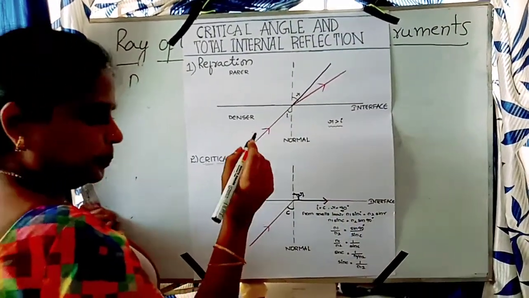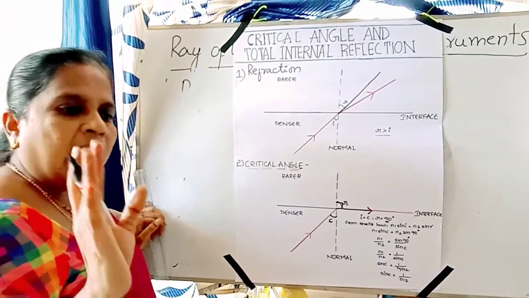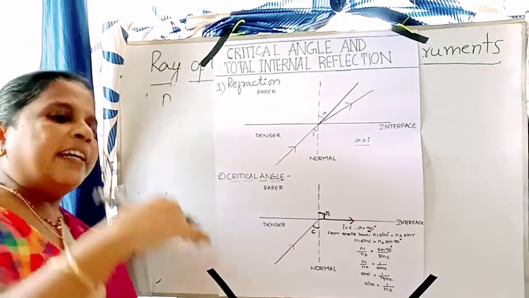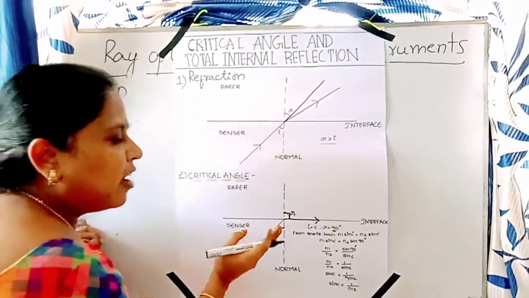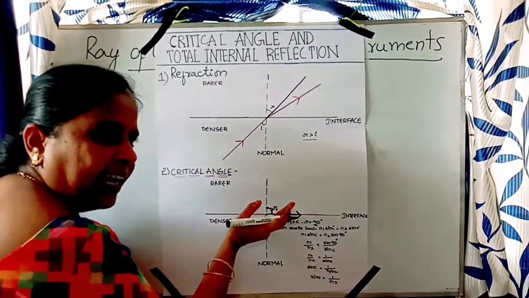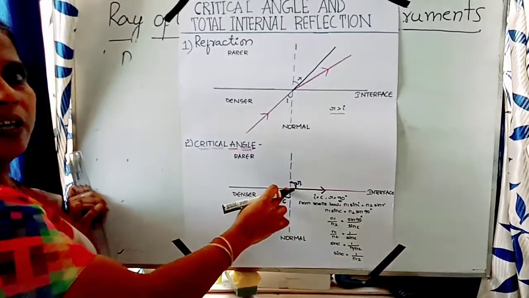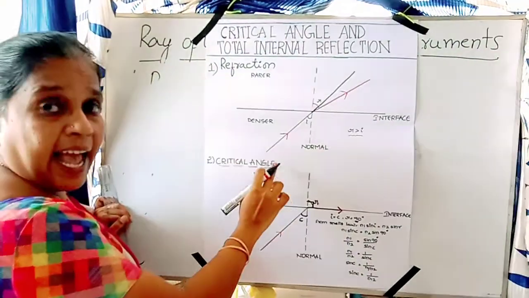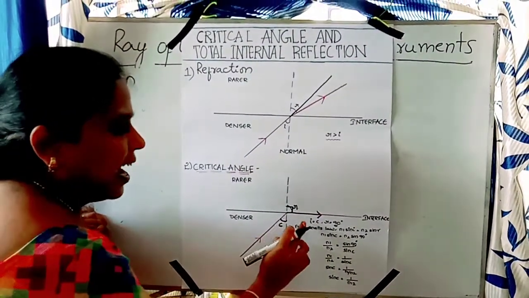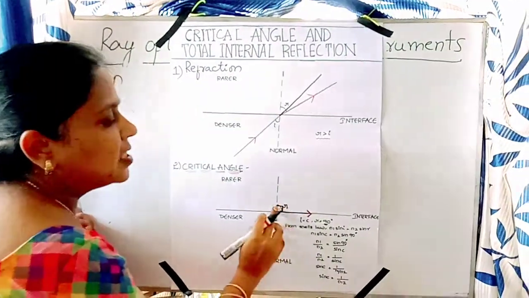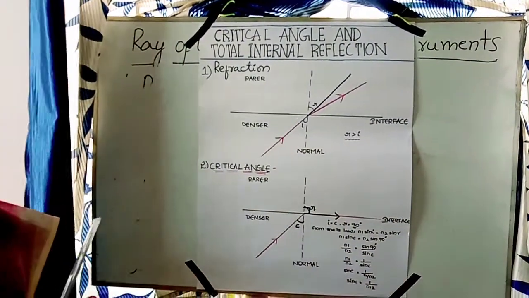Do you understand the definition of critical angle? When a light ray travels from denser medium to rarer medium, the angle of incidence for which the angle of refraction is 90 degrees is called the critical angle. And here the critical angle I is equal to C, and R is equal to 90 degrees. So, critical angle.